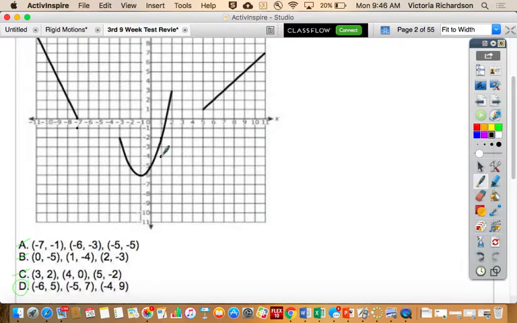And then on C, 5, negative 2 is right here, and these two can't be in the same vertical line. So your answer has to be D, which is negative 6, positive 5, negative 7, negative 5, positive 7, and negative 4, 9.